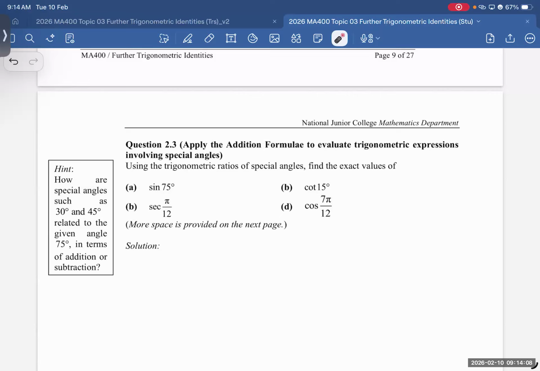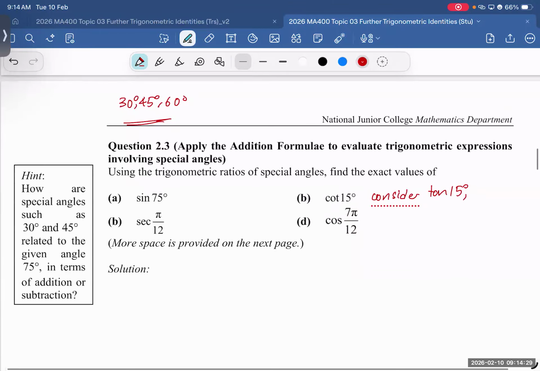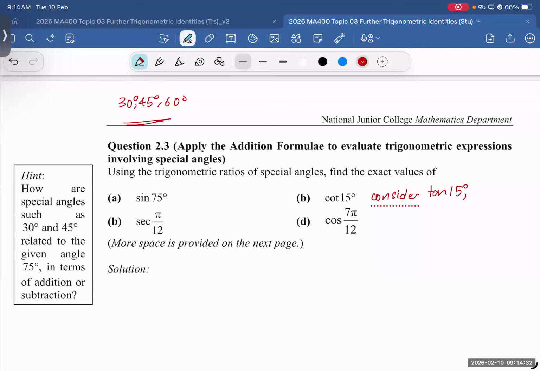For B, maybe I can suggest you think about this. Consider tangent 15. Is that okay? If you are considering tangent 15, you know that the special angles are 30 degrees, 45, and 60. Does any of the operations of these two angles give you 15? 45 minus 30. So let's consider that tangent 15 is the same as tangent of 45 minus 30. How about that? And you try to apply the tangent A minus B formula.